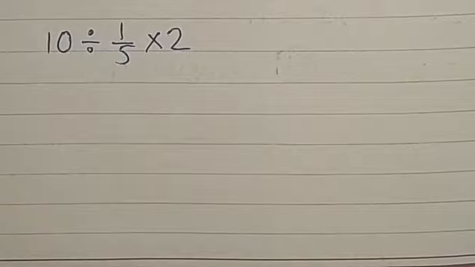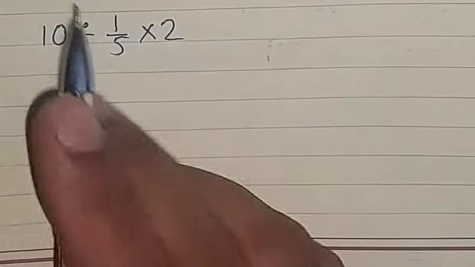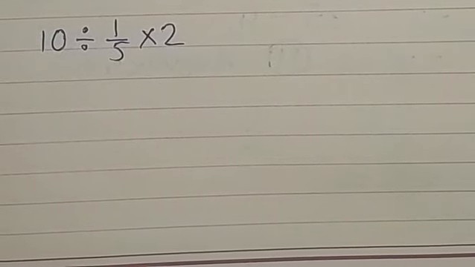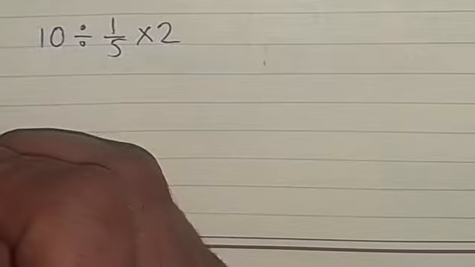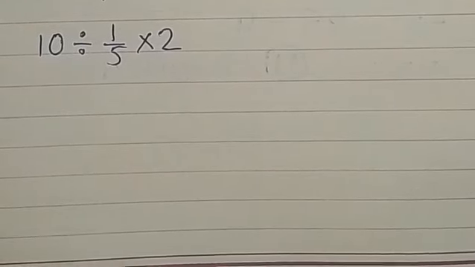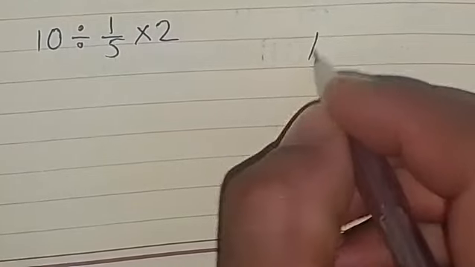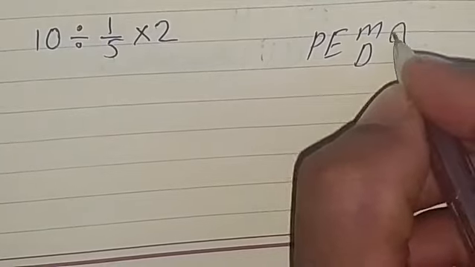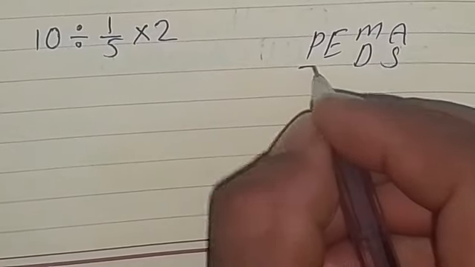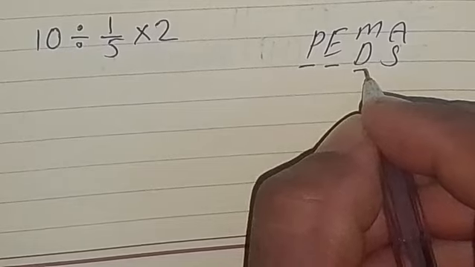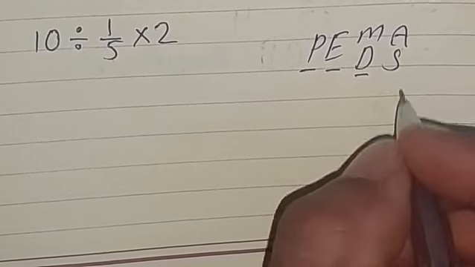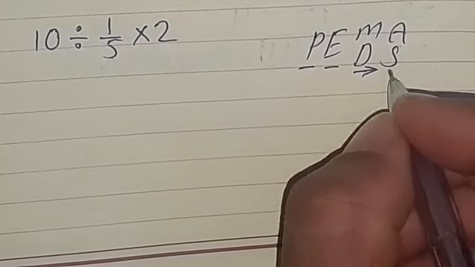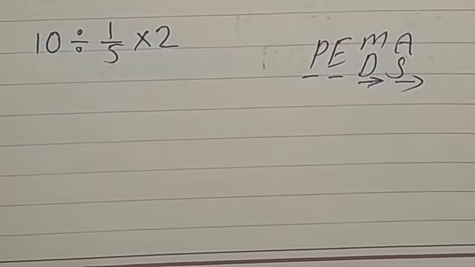Today we find the value of this fraction: 10 divided by 1 over 5 multiplied by 2. Now we solve it. According to the rules of PEMDAS, first we solve parentheses, then exponents, then multiplication or division, and then addition or subtraction. Multiplication or division we solve from left to right, and addition or subtraction we solve from left to right.